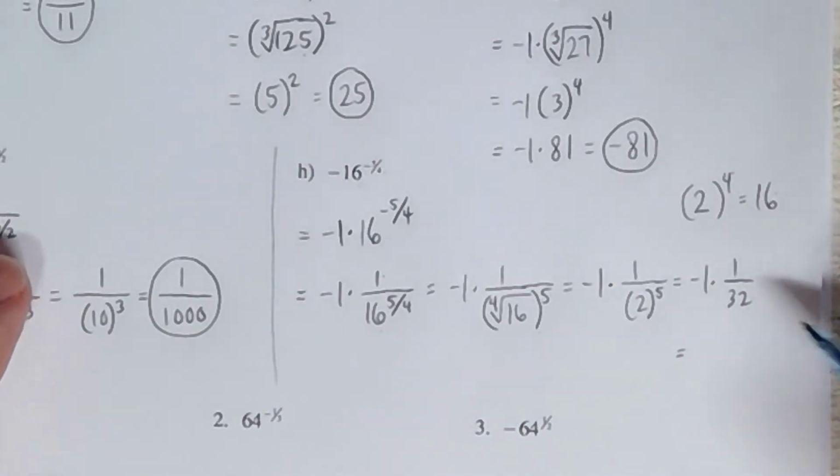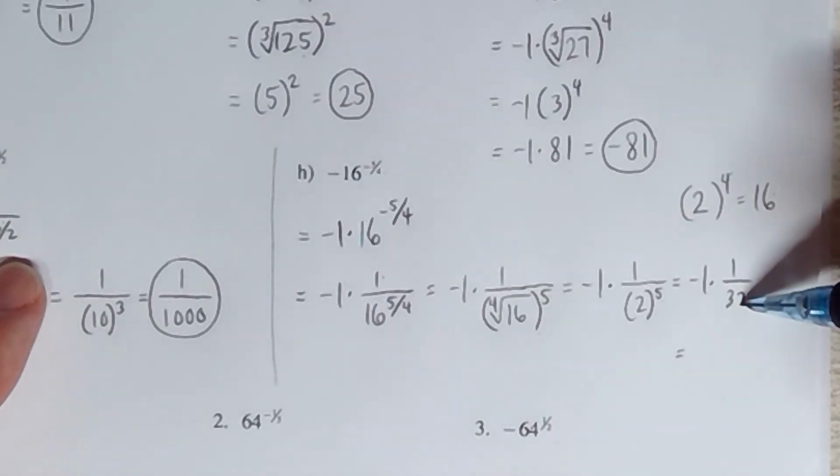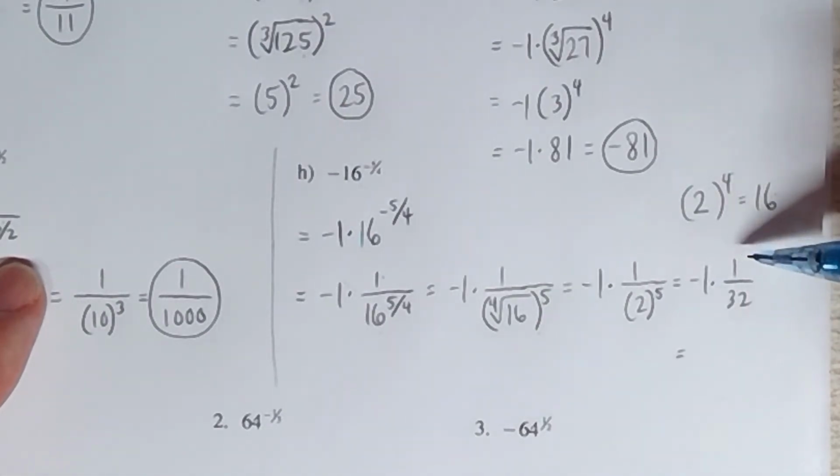Okay, and that's already in lowest terms. So we're done with the fraction. We figured out what the top and bottom were equal to. We tried to put it in lower terms. It doesn't go into lower terms.